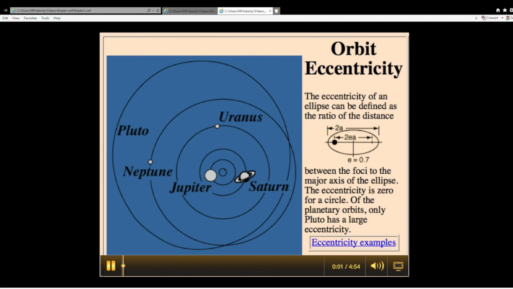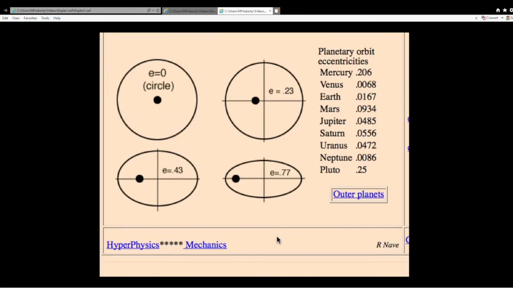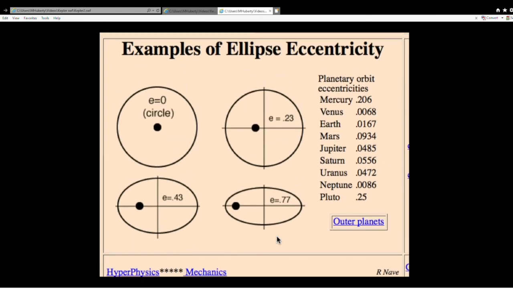Looking at an illustration here, you can see the elliptical nature of the orbits of the planets and their eccentricities. But again, let me point out that for the planets in our solar system, the eccentricities are actually pretty close to zero for the most part. The highest value is 0.25 for Pluto, and Mercury is at 0.206. Looking at this illustration, here's an ellipse with an eccentricity of 0.23.